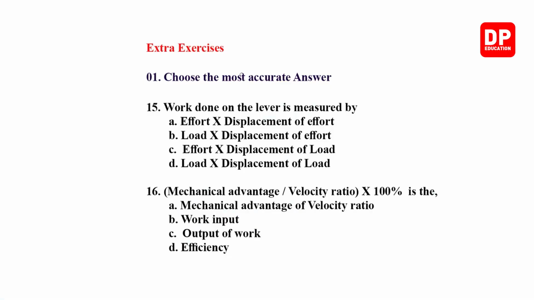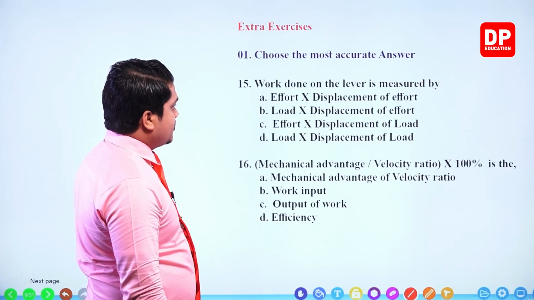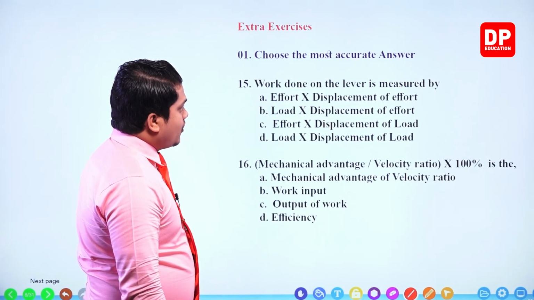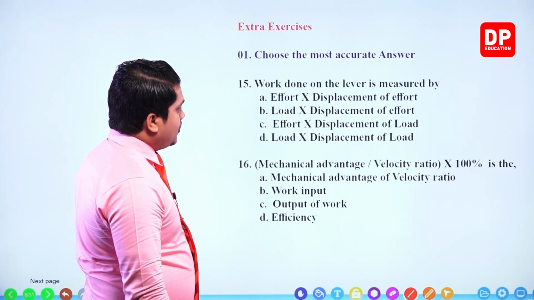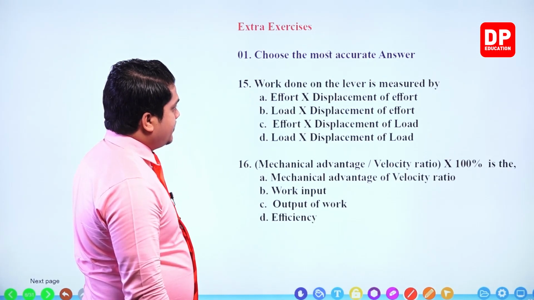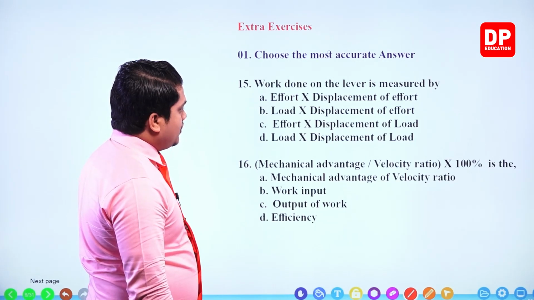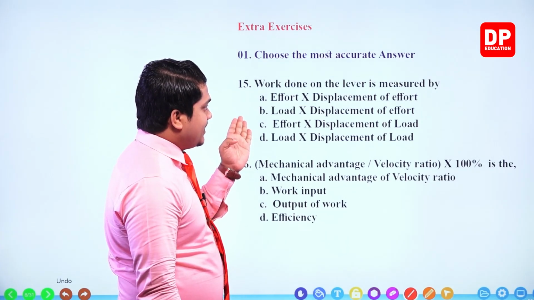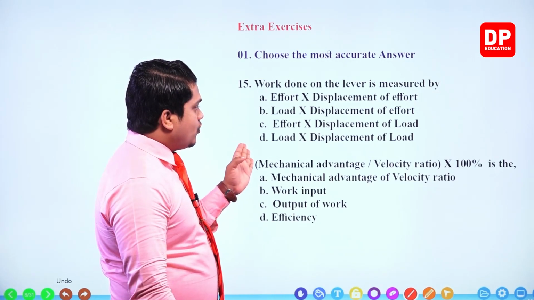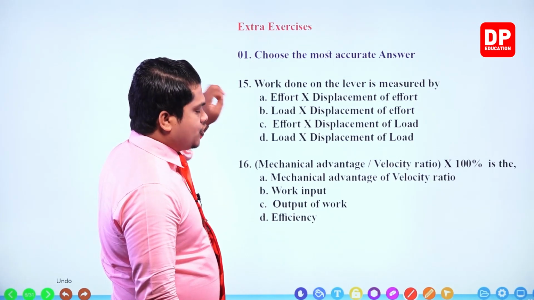Next one. Work done on the lever is measured by which of the following, my dear children? A: effort multiplied by displacement of the effort. B: load multiplied by displacement of the effort. C: effort multiplied by displacement of the load. D: load multiplied by displacement of the load. Once again, the answers: effort multiplied by displacement of the effort, load multiplied by displacement of the effort. We know that B and C are incorrect. For sure B and C are incorrect.